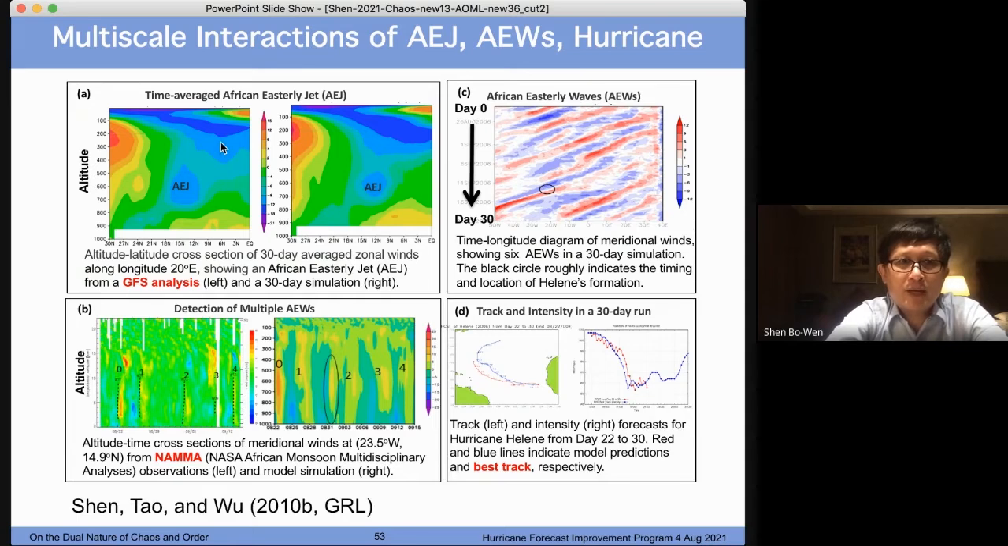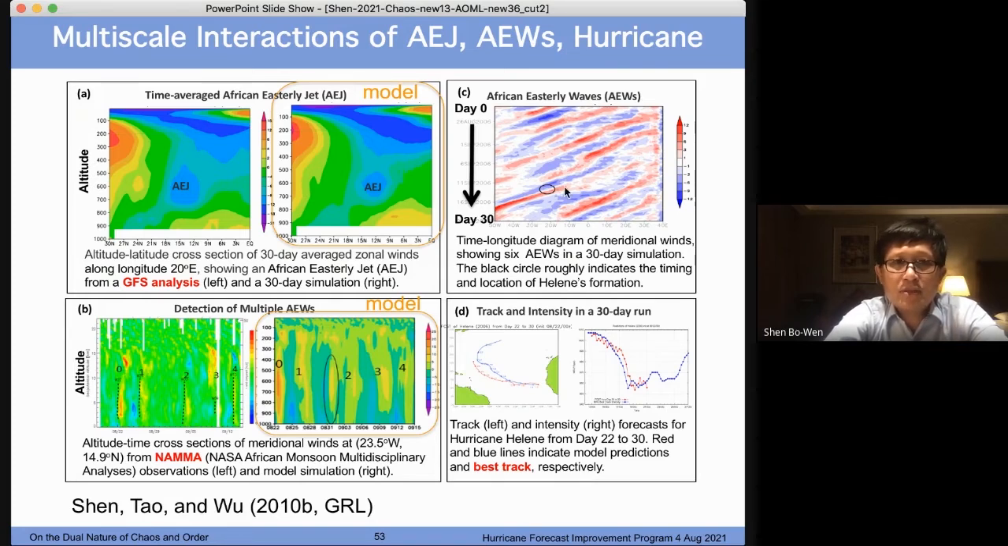Panel A displays the structures of an African easterly wave jet. The left-hand side is from the GFS analysis. The right-hand side is from the model. Panel B displays the simulations of a model and compares them with observations.